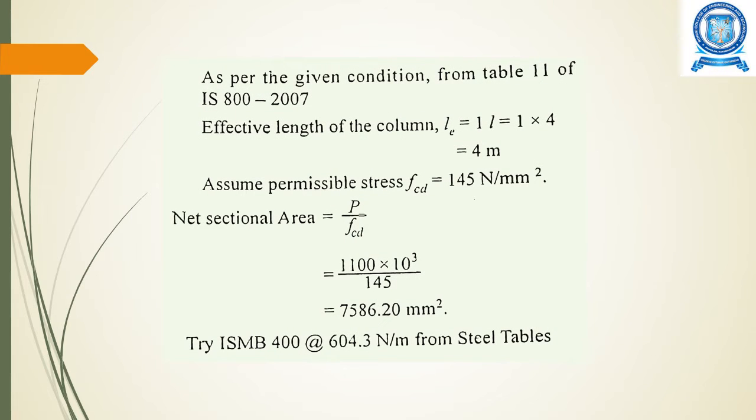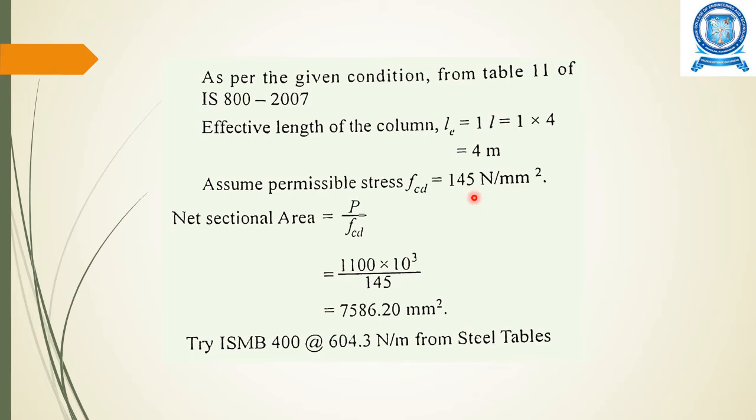As per the condition given in the problem, we first have to find the effective length. We choose the value from table number 11 of IS 800-2007. From it, we find L effective is equal to 4 meter. The permissible stress we assume as FCD equal to 145 Newton per mm square. This is an assumption; if you want, you can take 140. Finally, we have to check whether the section is safe enough to carry the load.